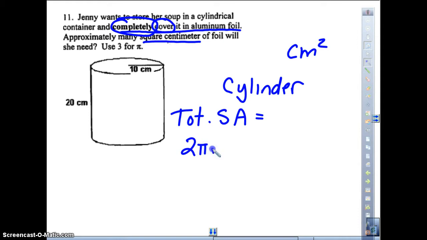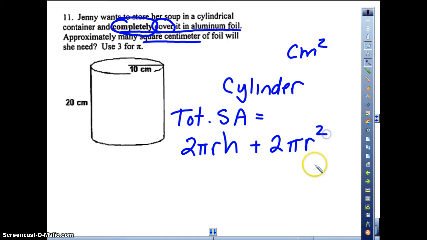2 pi r h, that's your lateral piece, plus two times the area of the base, or if the star formula charts will say 2 pi r squared. I don't know which one it says, but that's your formula. Did they tell us what to use for pi? Yes. Use 3 for pi.